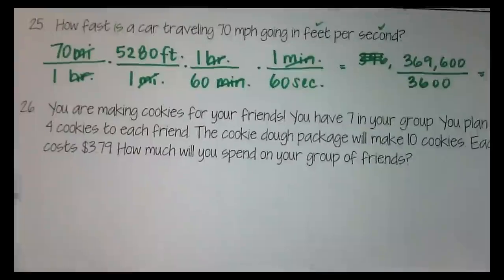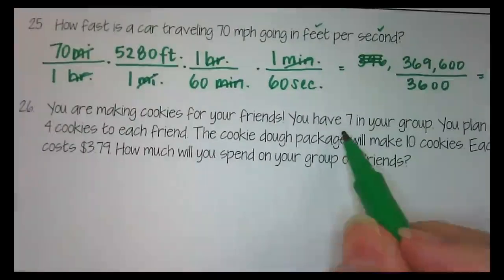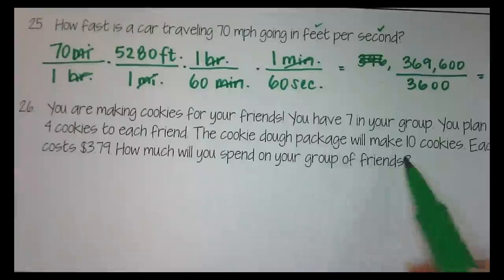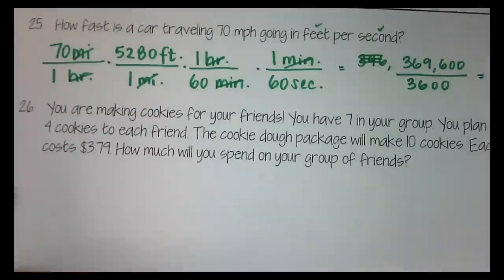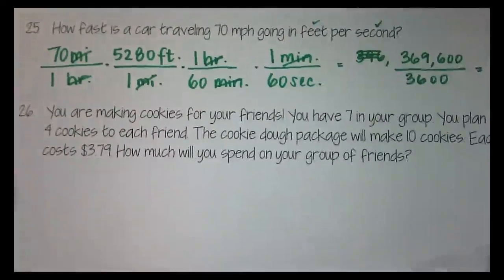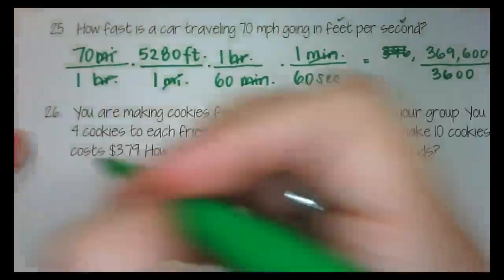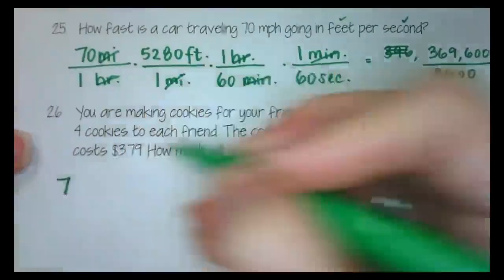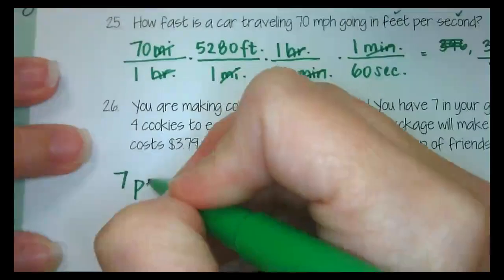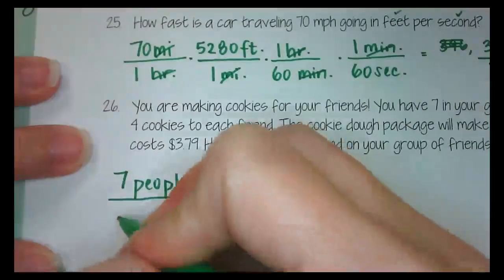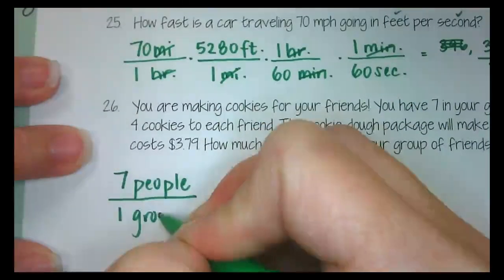Okay, last one. You're making cookies for your friends. You have 7 in your group. You plan to give 4 cookies to each friend. The cookie dough package will make 10 cookies. Each package is $3.79. So how much are you going to spend? Okay, so you're making cookies for your friends. So you have 7 people in your group. So we'll just say in one group.